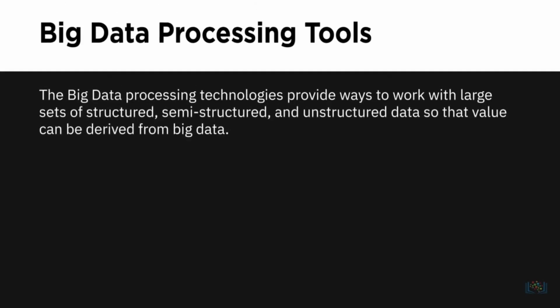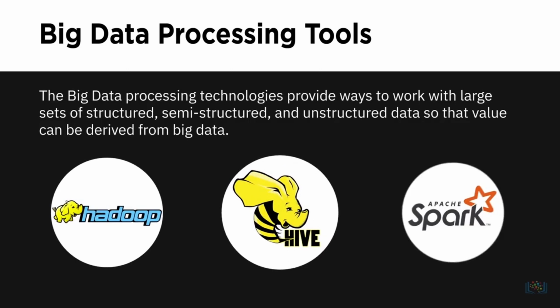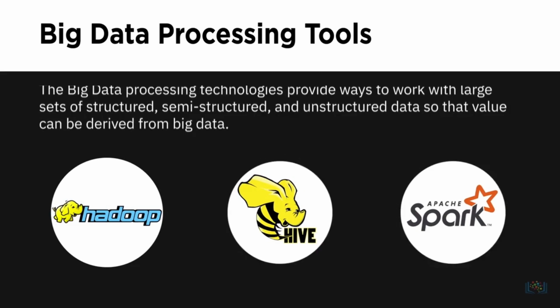The big data processing technologies provide ways to work with large sets of structured, semi-structured, and unstructured data so that value can be derived from big data. In some of the other videos, we discussed big data technologies such as NoSQL databases and data lakes. In this video, we are going to talk about 3 open source technologies and the role they play in big data analytics: Apache Hadoop, Apache Hive, and Apache Spark.